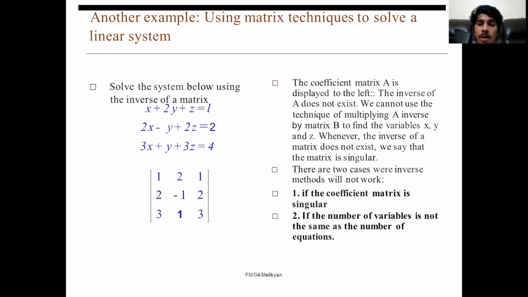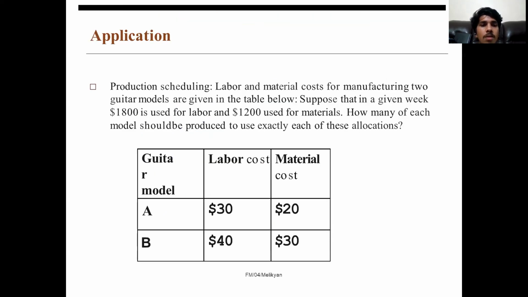There are two cases where the inverse method will not work. One, if the coefficient matrix is singular. Two, if the number of variables is not the same as the number of equations.